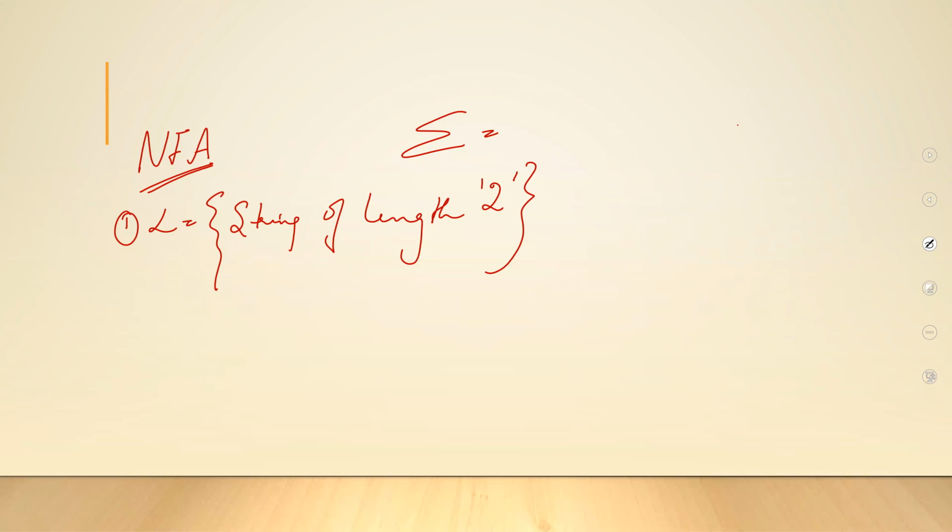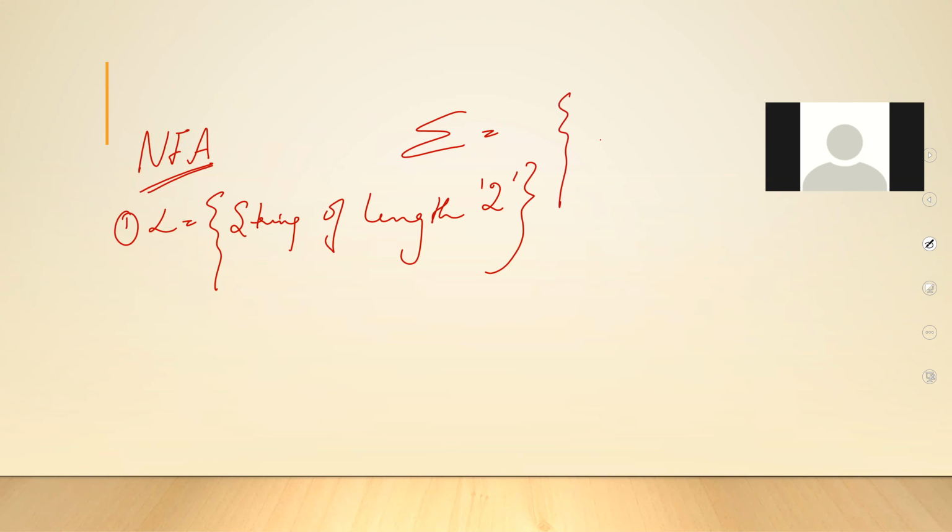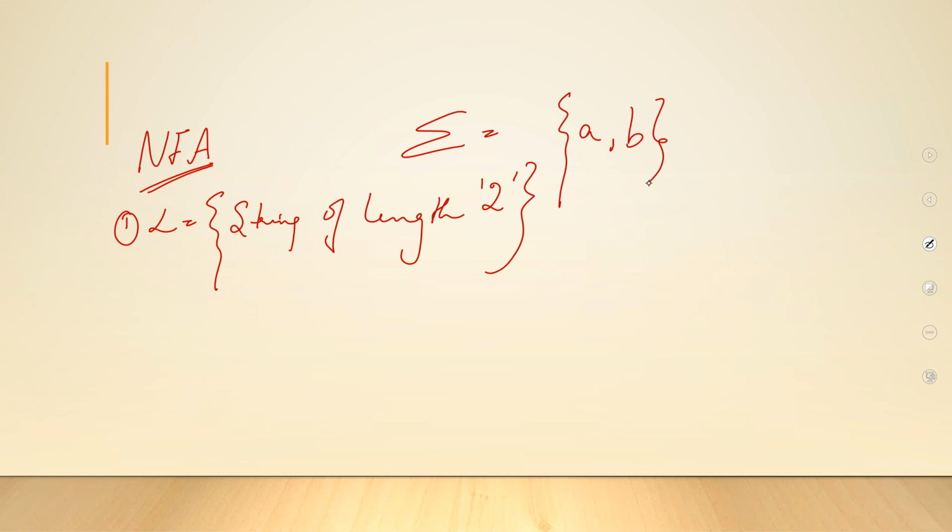So we'll do a problem for NFA. The language should contain strings of length 2, and your sigma is A, comma, B. Before we do it, we'll just have a quick overview. Of course, when the length is 2, you will have only 4 strings: A A, A B, B A, B B. Now you'll have to draw the NFA for that.